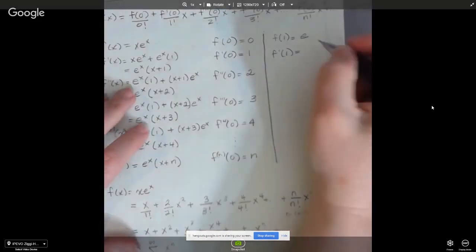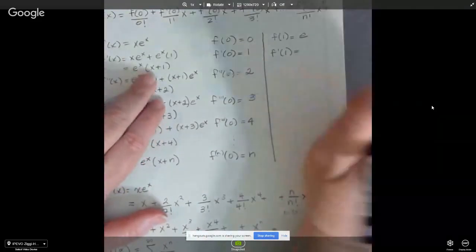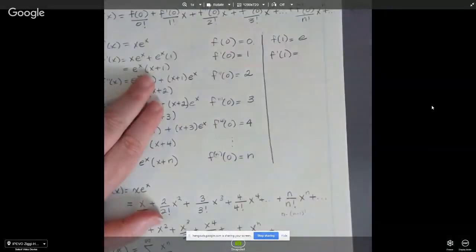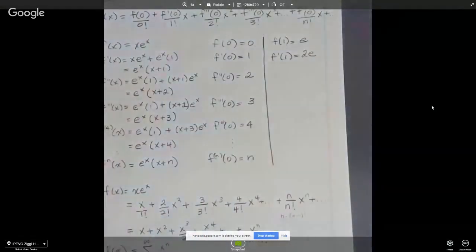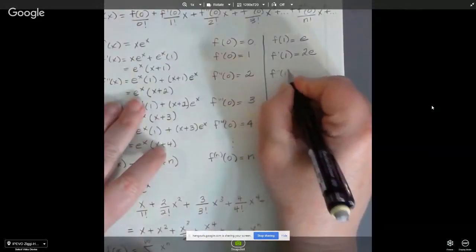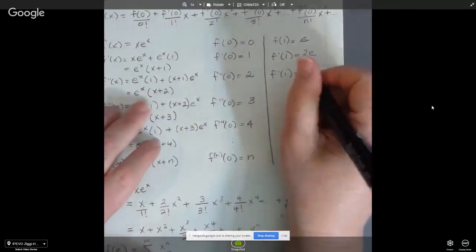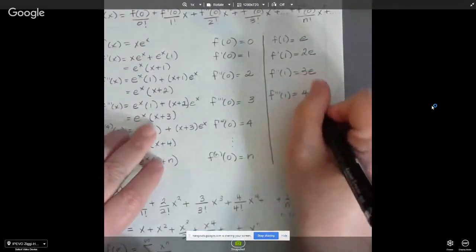All right, so f prime of 1 is going to be e times 2, so that's just going to be 2e. And then f double prime of 1, we plug in e to the first, so that would be e times 3, so 3e. This is a nice problem. I'm going to have to remember this one for when I teach this next year. Then 4e.